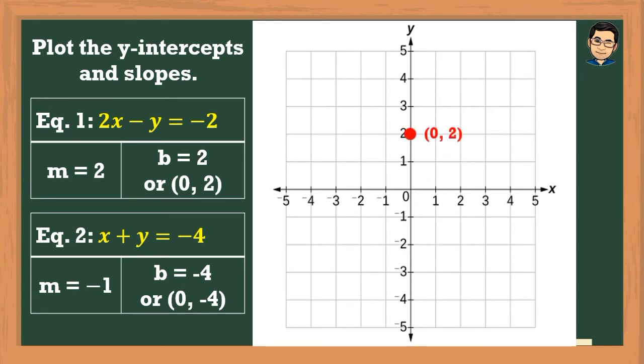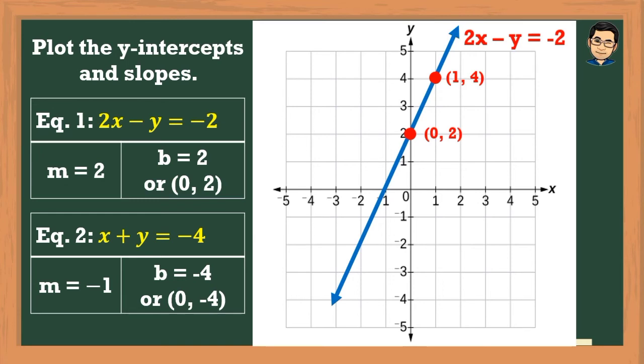And then, from that y-intercept, makukuha natin yung isang point pa gamit yung slope. So, yung slope natin is 2, positive. So, ibig sabihin, aakyat tayo ng dalawa, and then, liliko tayo ng isa, papuntang kanan. So, ayan yun. And then, i-connect natin sila. Ayan na po yung graph ng 2x minus y is equal to negative 2.